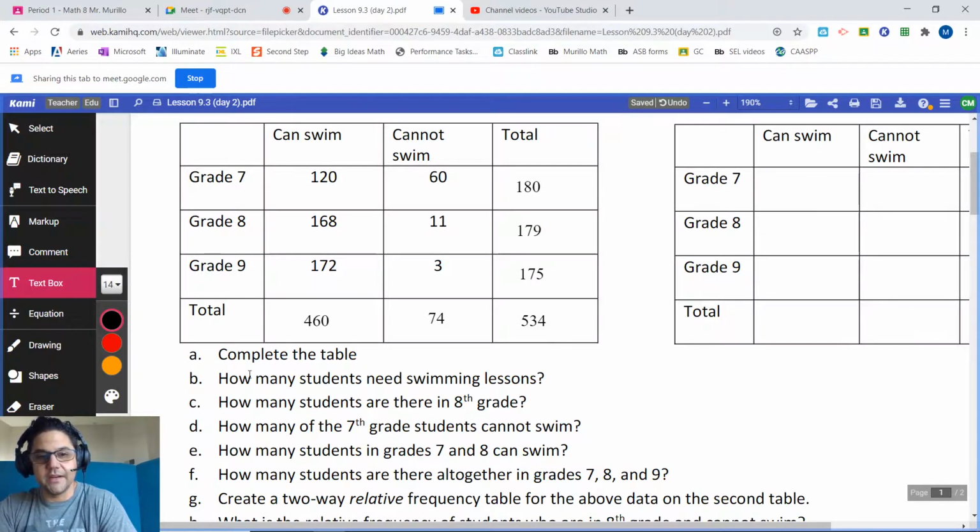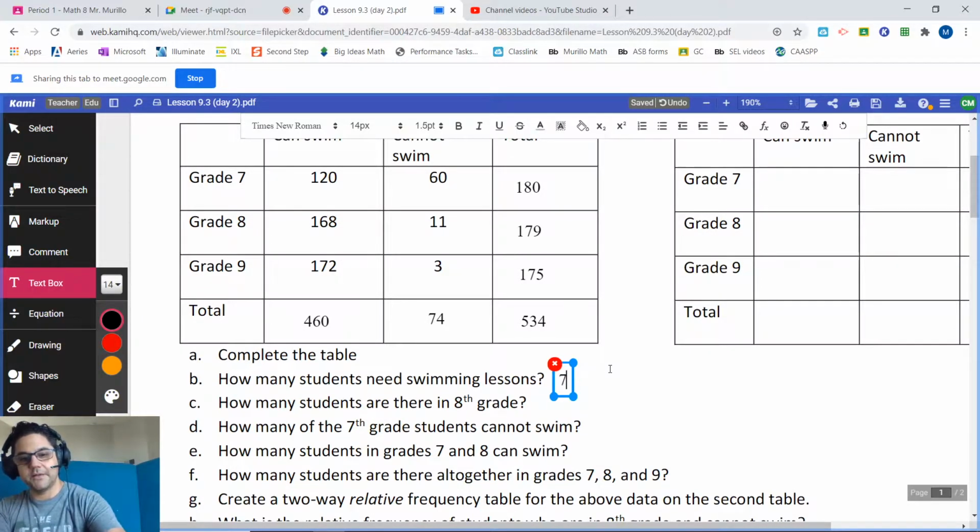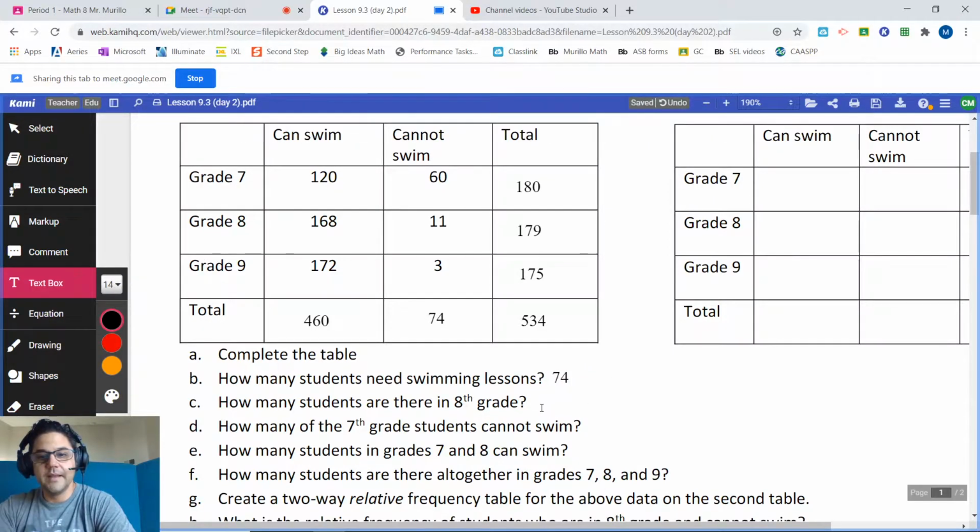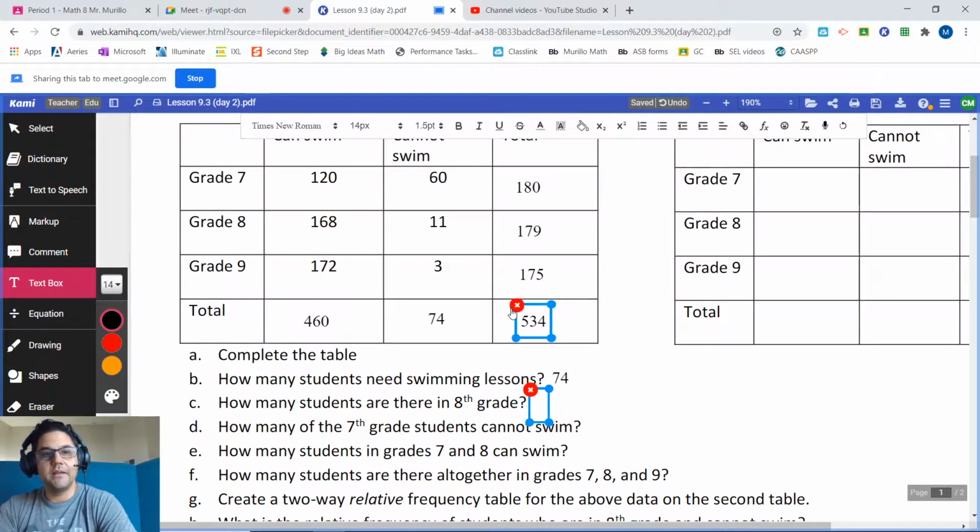How many students need swimming lessons? Well, that would obviously be under the cannot swim section, right? And that would be a total of 74. So you can just put your text box right there and type in 74. How many students are in 8th grade? Well, that's just 8th grade, but we look at the total, 179.